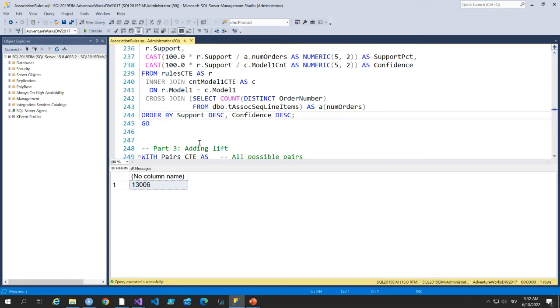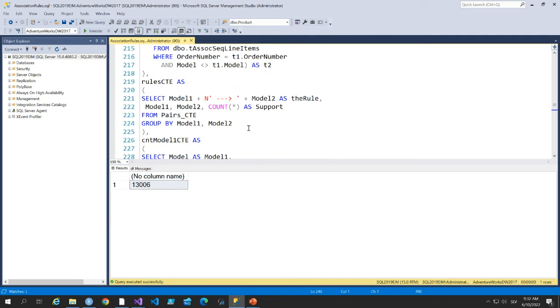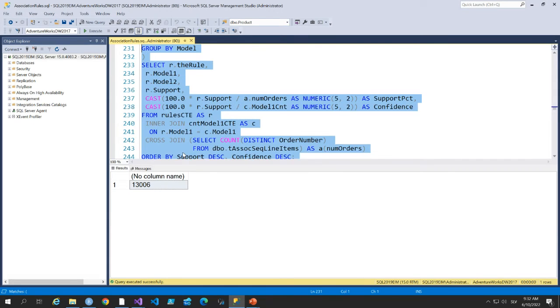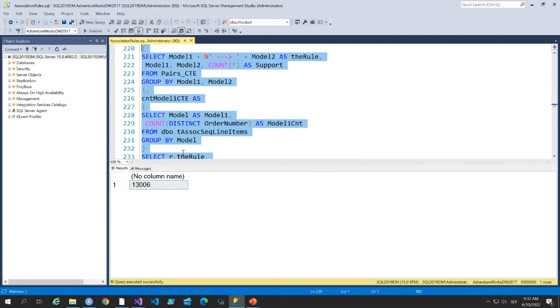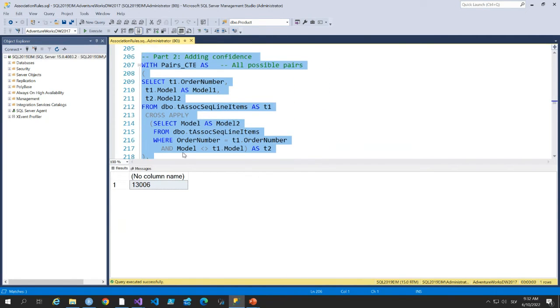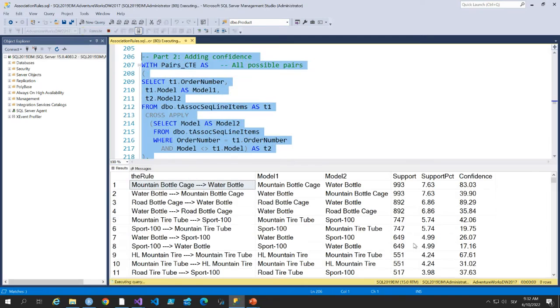Now I'm ordering by support and confidence, and I calculate confidence in the outer query. So I have confidence, which is support, right, which is simply the absolute number, and model count as confidence. So the count of a single item. And let's see how this works. And you see the query becomes a little bit more complex.